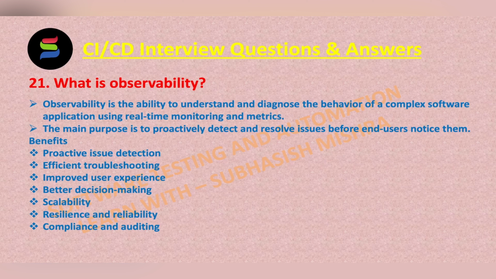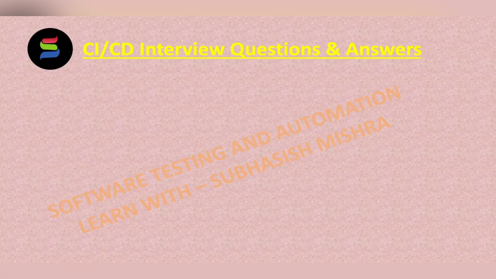Resilience and reliability: it helps teams understand failure patterns, so they can implement strategies such as automated failover, graceful degradation and fault tolerance to enhance system reliability. Compliance and auditing: it also helps in compliance and auditing. Okay, so these are the benefits of observability. We will move to the next question.